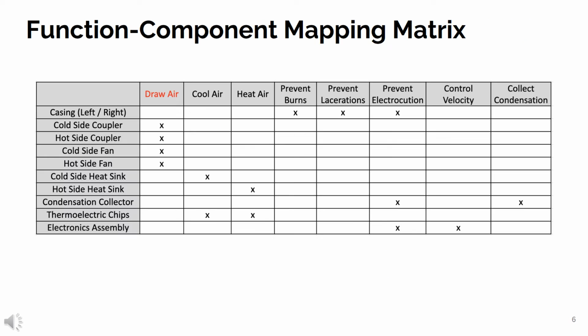Finally, along with enhanced product senses, to assure convenience of this device, it needs to control velocity and collect condensation. Our function component mapping matrix has the terminal nodes of our FAST diagram in the top row, and the components are the leaves from the fishbone diagram. Note that the casing provides the structure and assures dependability, and the electronics assembly includes the electronic components and the housing. Also note that the fans and the couplers both draw the air.